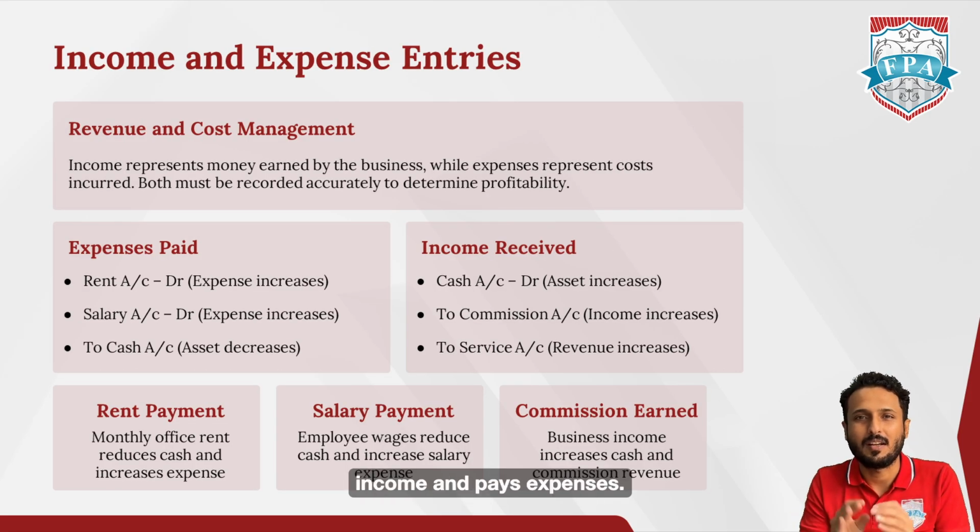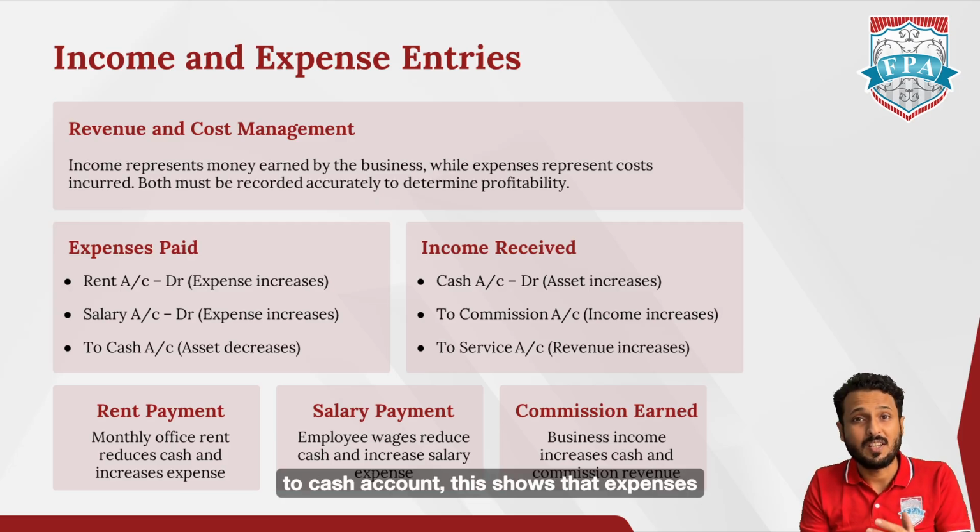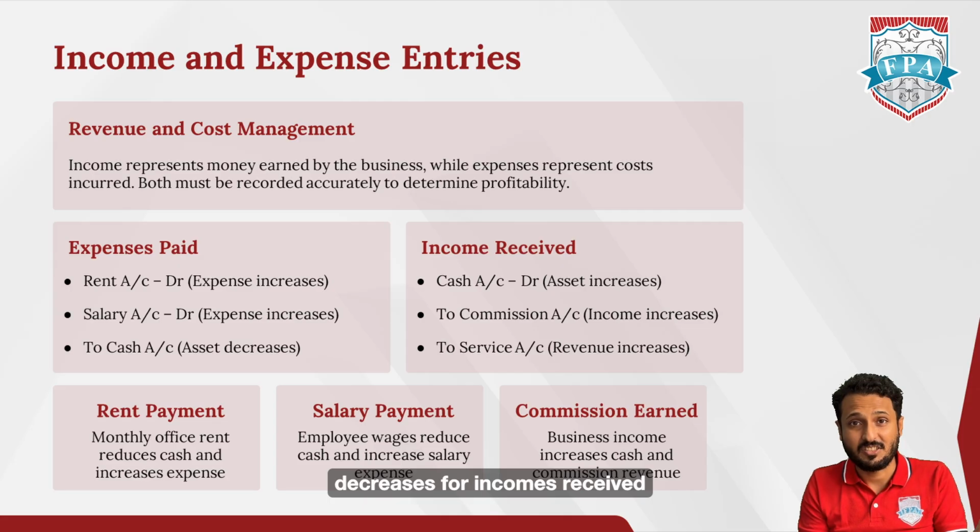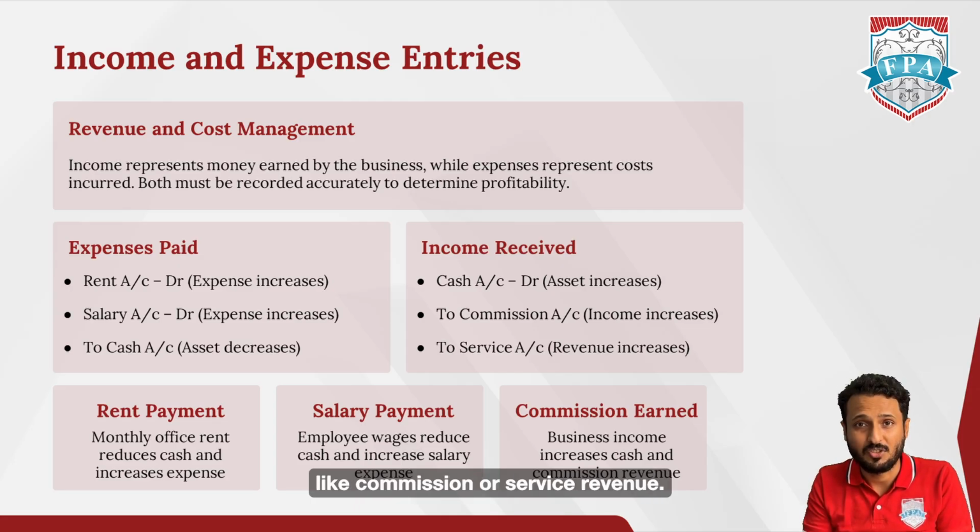Every business earns income and pays expenses. Income represents money earned, while expenses show the costs incurred. When paying expenses such as rent or salary, rent account, debit, or salary account, debit to cash account. This shows that expenses increase and cash decreases. For incomes received like commission or service revenue, cash account, debit to commission account or to service account. This means cash increases and income increases. So debit all expenses and losses, credit all incomes and gains. The nominal account rule in action.